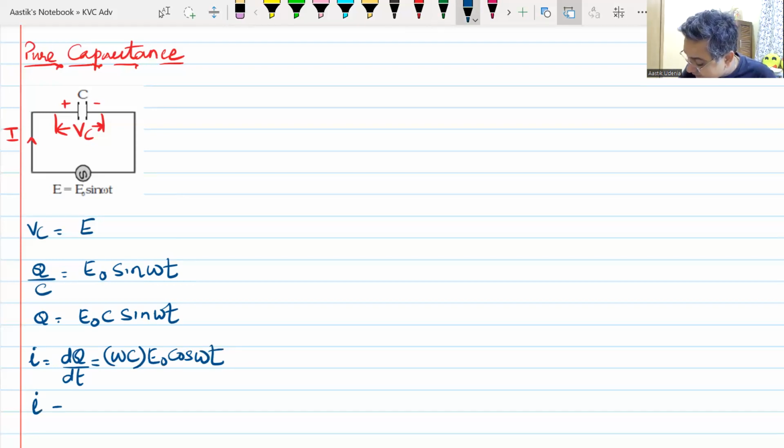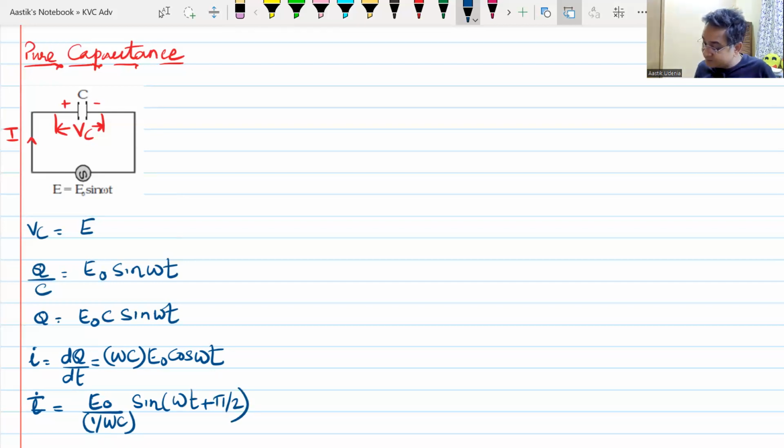Then I can write the current in the circuit I as E naught divided by 1 by omega C, into cos omega t, which can be written as sine of omega t plus pi by 2. Do we understand how I am trying to write this? Yes or no?